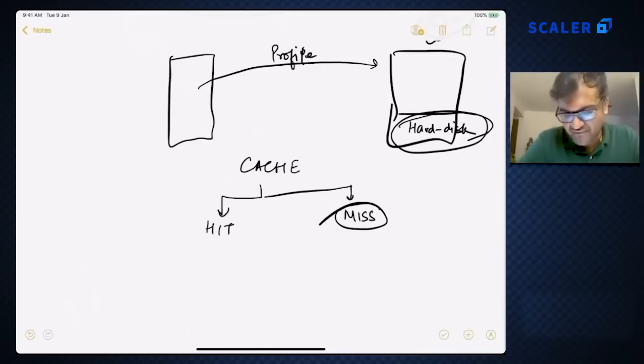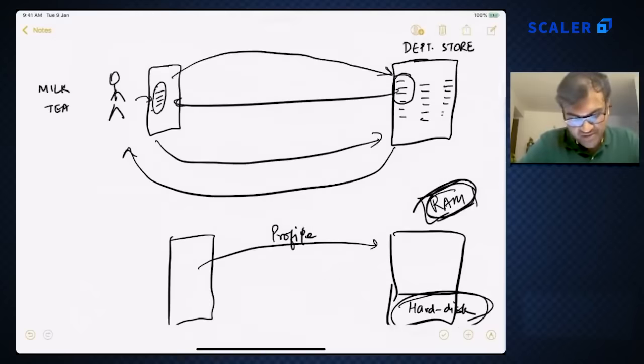In the context of the departmental store and milk tea example, let's say that you want your milk tea to always use the latest milk that is present in the department store, or always use the milk that is present in the department store. How do you validate that the milk that you have in the fridge as of now is exactly the same milk that is present in the department store? How do you do that?